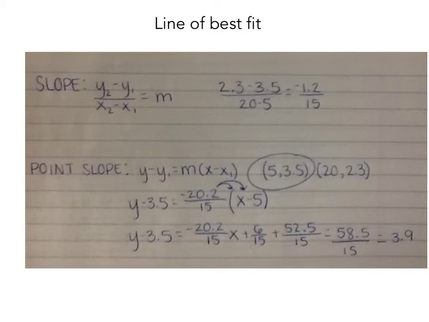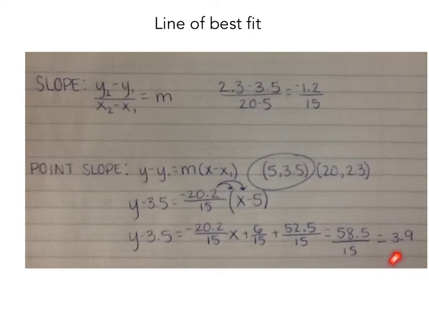So the next step is to find the line of best fit, and you do that by finding your slope using the delta y over delta x formula to get your slope, and my work is right here. After you find your slope, you plug it into the point slope form, and you also plug in one of your points. I chose this one.